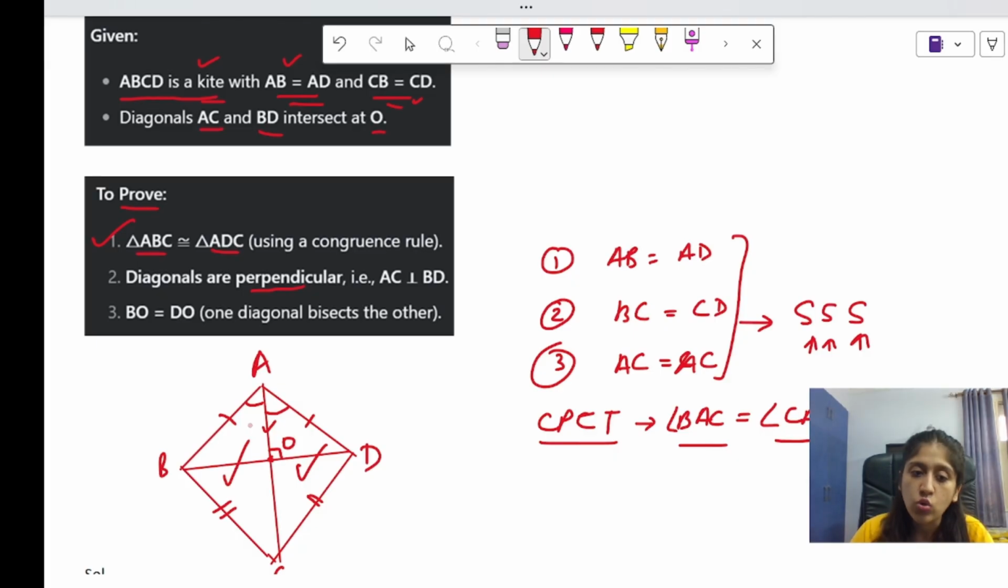ठीक है, there is no other way. You have to take certain triangles. You have to prove them congruent. ठीक है. Okay. Let me just take triangle AOB. Look at the triangle AOB.